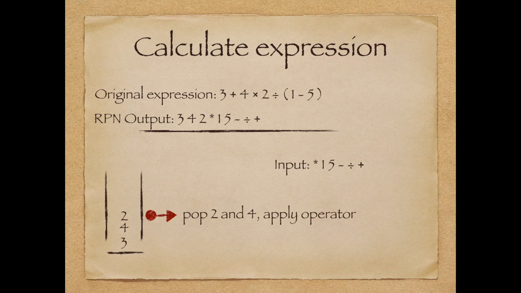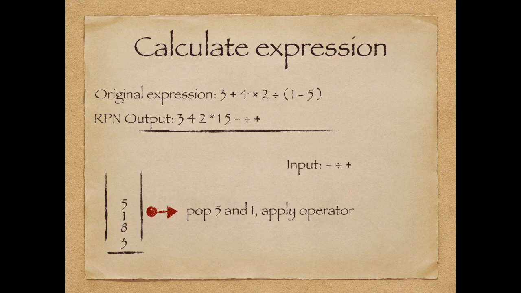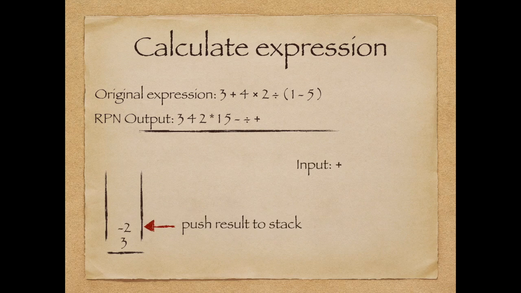Now we have an operator. So pop the first two elements, 2 and 4, apply the operator. And we have to push the result back to the stack. Again, we have a number 1, add to stack, number 5, add to stack, and now we have an operator. Pop 5 and 1 and apply the operator. Put the result back to the stack. Again, we have an operator. Pop the first two elements and apply the operator and push the result back to the stack.